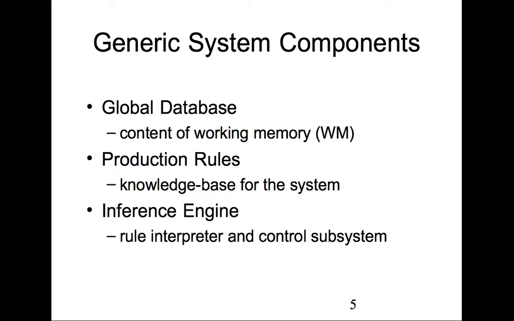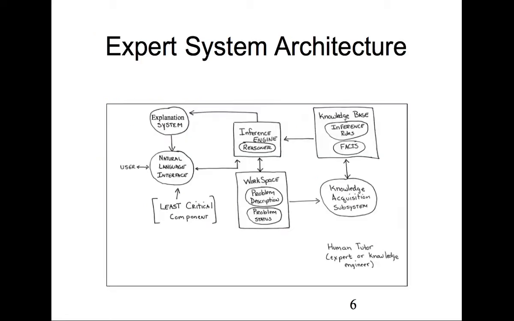And then after we have the rules, the production rules, then we have the inference engine. And the inference engine is the interpreter. So you run the interpreter and control the subsystem via the information that's coming in. And this one here is a nice little sophisticated human tutor. It's an expert or knowledge engineer who's doing the same thing as the computer is doing.